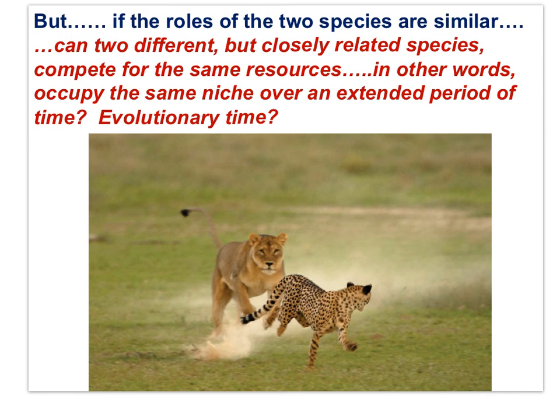So it makes sense that the lion and the hyena are not direct competitors, as they are not so closely related. The hyena is in the dog family and the lion is in the cat family. But what about these two species, both cats? And their role is quite similar as predators on the East African plain. So I ask the question: can two different but closely related species be in direct competition over an extended period of time for the same resources? Or in other words, can two species occupy the same niche over an extended period of time, over evolutionary time?